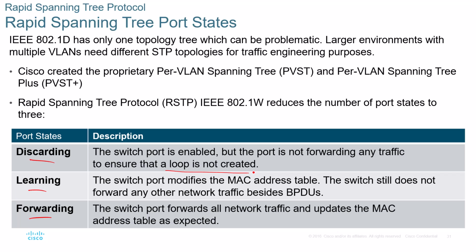In the learning stage, the switch port will modify the MAC address table. The switch still does not forward any of the traffic, it's just receiving. And after that, we move to a forwarding state, and that's where the switch port will forward all network traffic and update the MAC address table as normal. Forwarding is the normal operation.